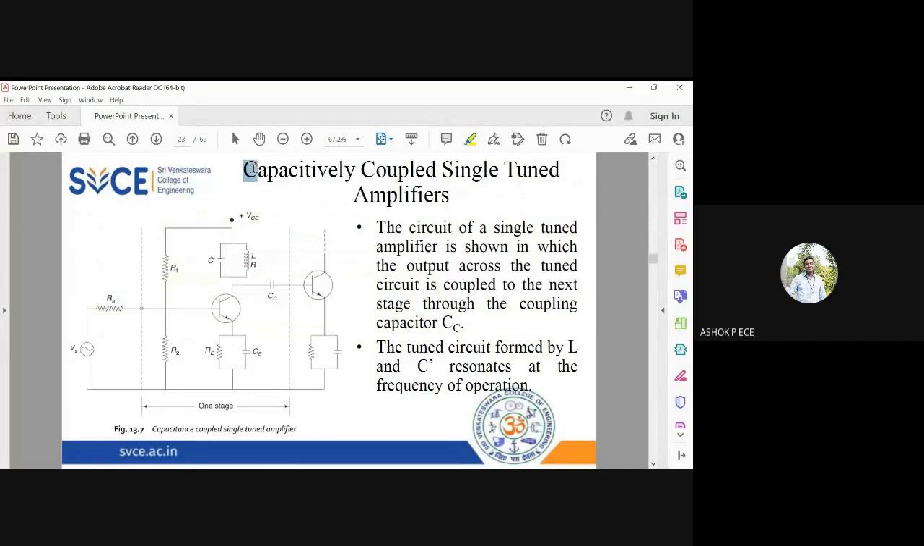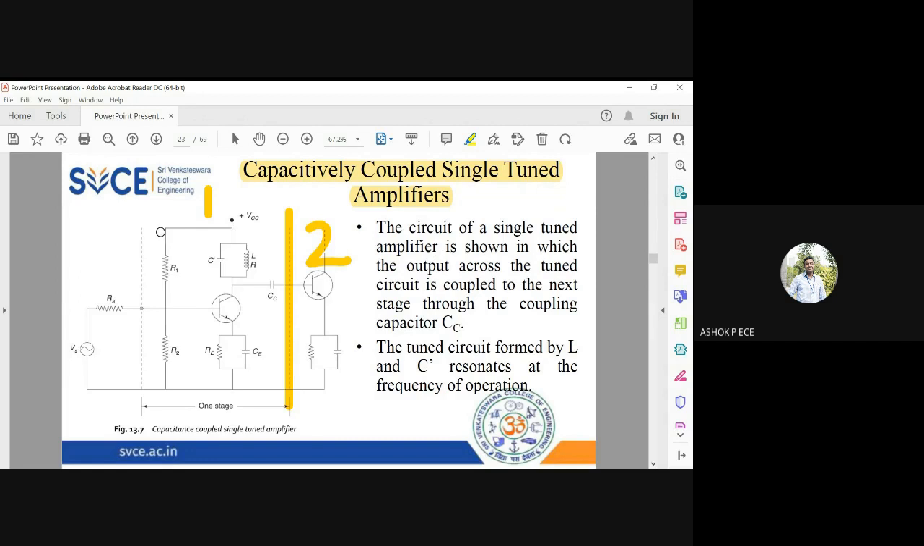So now we are into the capacitively coupled single tuned amplifier. Here, for example, I'm considering two stages. So this is stage 1 and this is stage 2. I'm considering two stages of single tuned amplifier, stage 1 and stage 2, for our mathematical analysis.